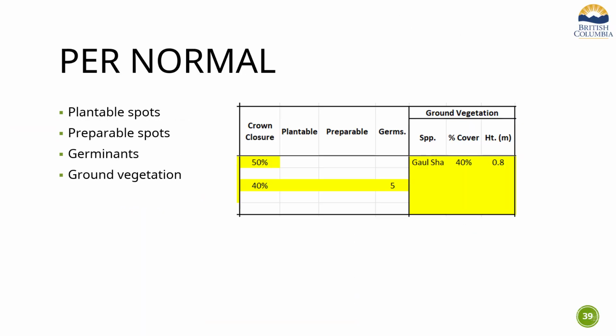After that, you're going to do plantable spots, preparable spots, germinants, and ground vegetation. And you're basically just following regular procedures. You only need to collect this if it's relevant. So if your block is fully stocked, there's 0 chance of a fill plant or a replant. You don't need to collect plantable or preparable spots. It's not relevant. Don't waste your time.